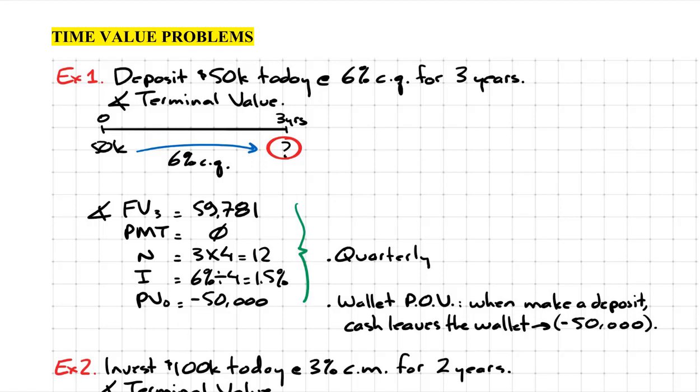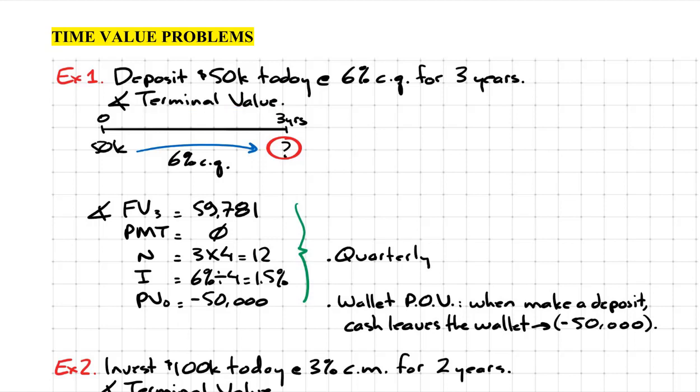Time value problems. Let's have a look at an example. Suppose that we deposit $50,000 today at 6% compounded quarterly for a 3-year term. Now, naturally, what we like to find out is how much our value will be worth at the end of the 3-year period, or the terminal value.